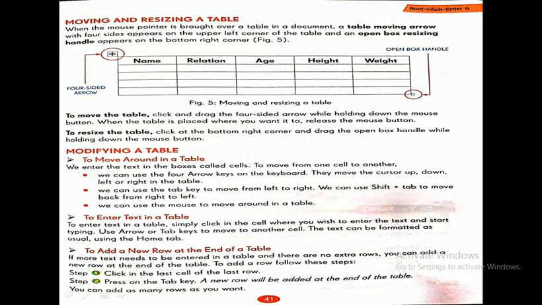Now if more text needs to be entered in a table and there are no extra rows, you can add a new row at the end of the table. To add a row, follow these steps.